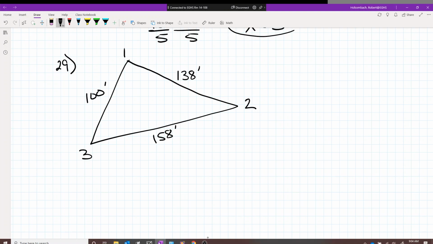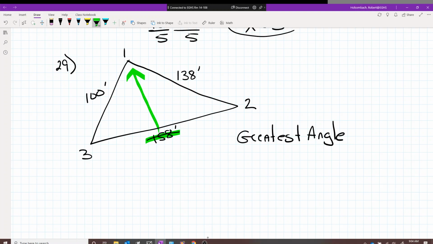Which camera had to cover the greatest angle? The greatest angle is going to be opposite the longest side. So 158 is your longest side. That was supposed to be in green. Your longest side is opposite your largest angle. So the greatest angle in this picture is angle 1, or in this case camera 1 covers the greatest angle.